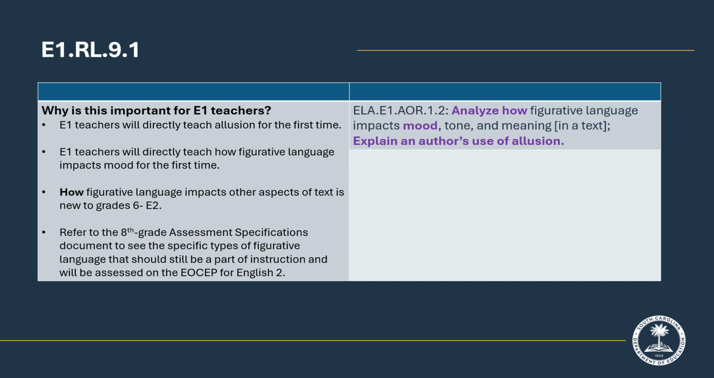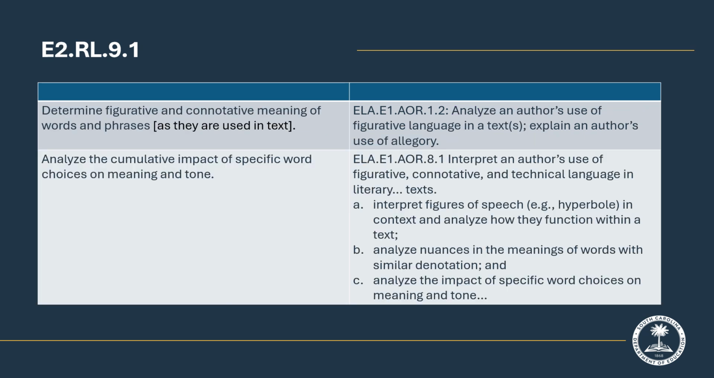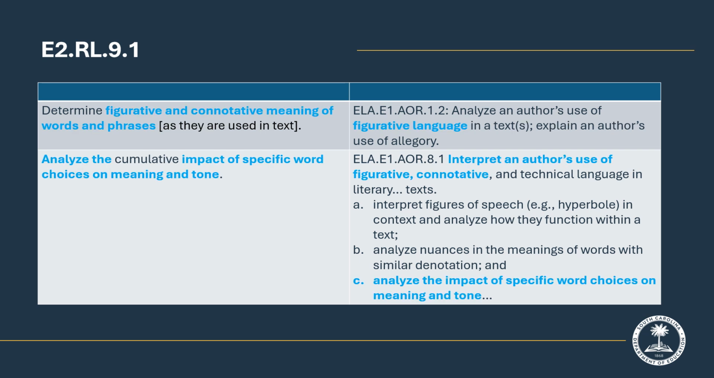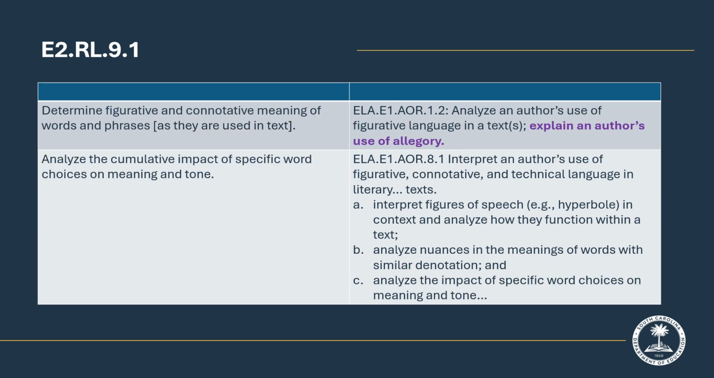How figurative language impacts other aspects of text is new to grades 6 through English 2. Refer to the 8th grade assessment specifications document to see the specific types of figurative language that should still be a part of instruction and will be assessed on the EOCEP for English 2. Now let's look at English 2. Again, what's in blue crosses over, and what you see in purple has been added to English 2 instruction.